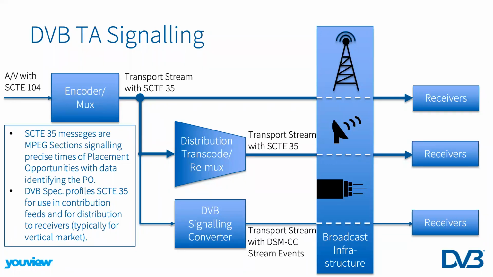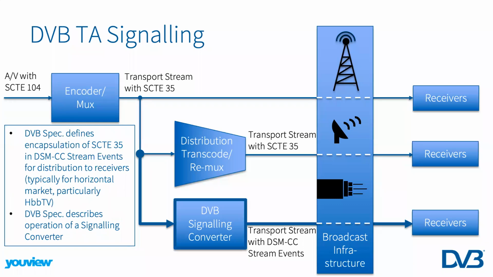So based on this SCT35, DVB profiles this specification, considering both its usage in the contribution stage between the broadcaster and the network operator, and its use in distribution to the final receiver. And that's typically in the vertical market, where receive devices can be built that do process SCT35 messages. And then in the next slide, we consider the horizontal market.